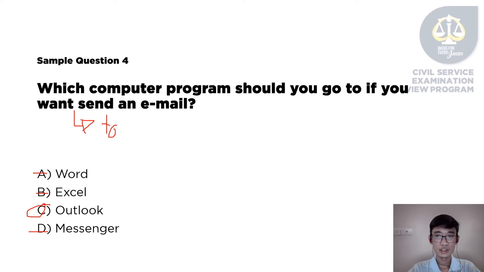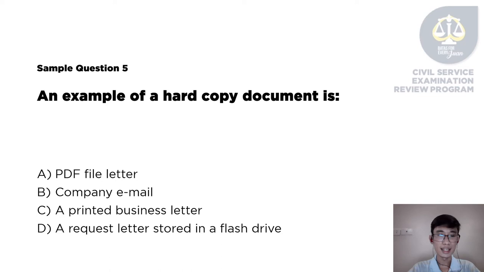Okay, number 5. An example of a hard copy document is: A, PDF file letter, B, company email, C, a printed business letter, D, a request letter stored in a flash drive. Okay, so PDF file letter. What is a hard copy anyway? Well, generally the term is used to identify like a literal hard copy. Basically, yeah.